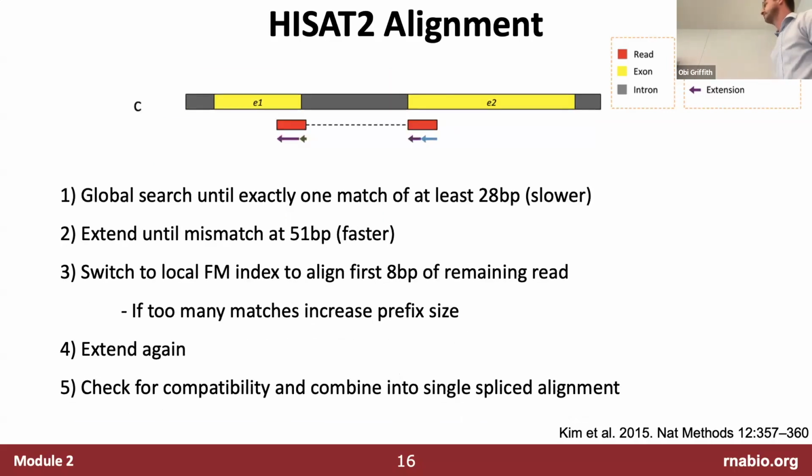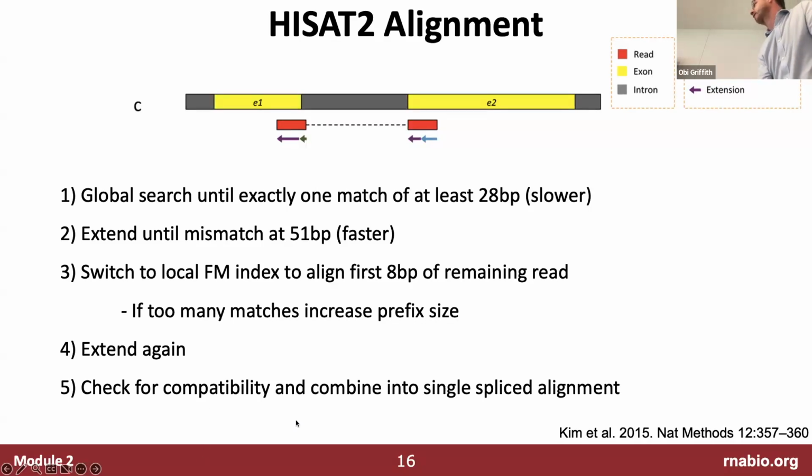And the final scenario is the same thing, but a little bit more complicated, where it iterates between these phases. It does the global search to find this minimum 28 base pair match. Then it's like, okay, I think I know a place in the genome that looks right. I'm going to do this extension step. Once the extension fails, I'm going to go to my local index and do a search. And it's like, aha, I found an 8 base pair match at this other exon. And then I'll do another extension step. And then I've completed the alignment. So it's global search, extension, local search, extension.